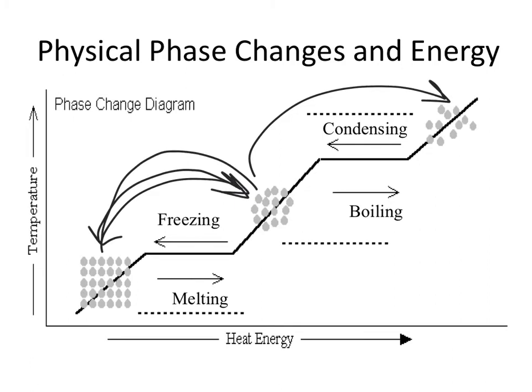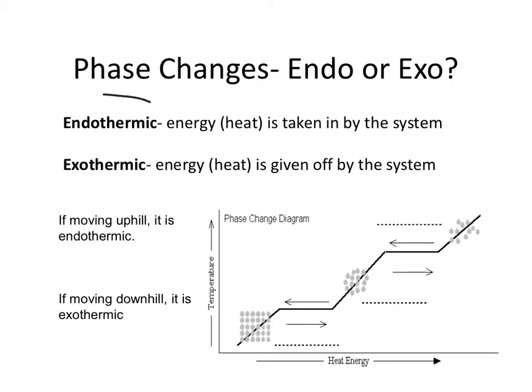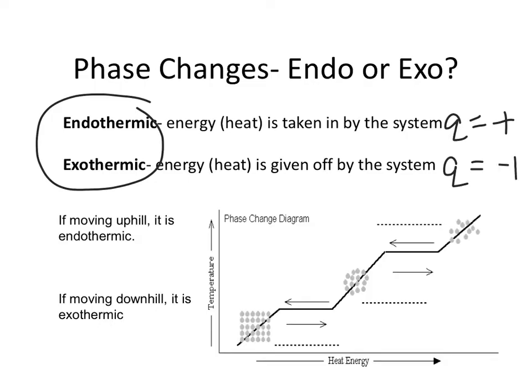So let's begin. Just a quick recap, we did go over endo and exothermic. Remember, if the system is gaining heat, it's endothermic. And don't forget, that means that Q is a positive number. The heat or energy is positive because it's gaining heat. Exothermic is the exact opposite. It's negative because it's losing heat.